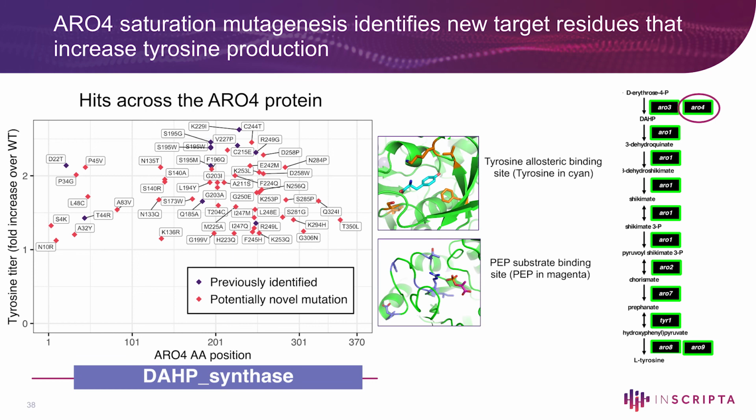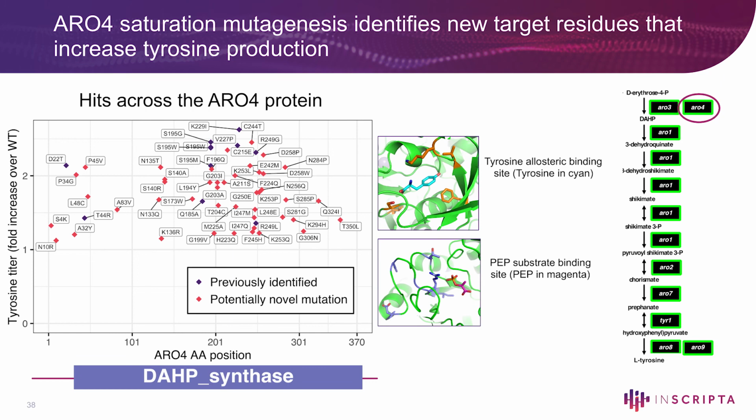So what is mapped are all the residues that gave higher titers compared to the wild type. And the ones in purple are the ones that are previously identified, which is awesome because this is a great pathway that people have studied a lot, and we were able to recapitulate that. So it validates our technology. And then the orange ones are potentially novel mutations.